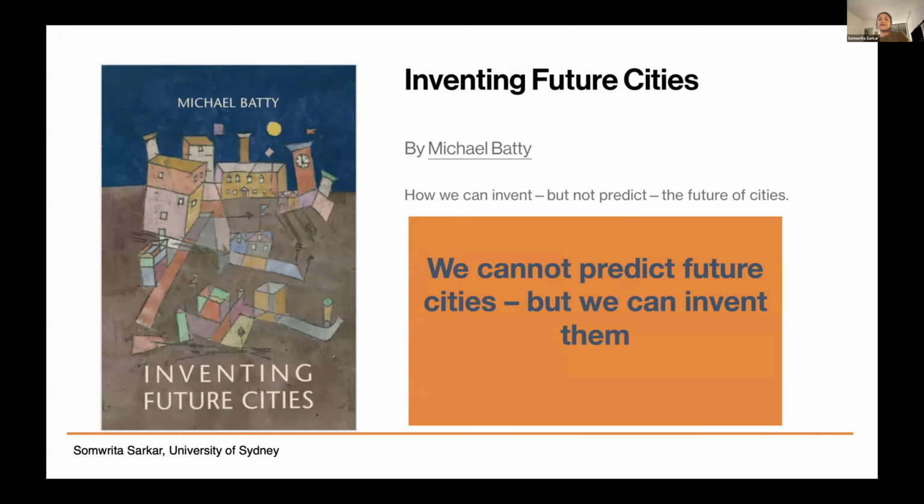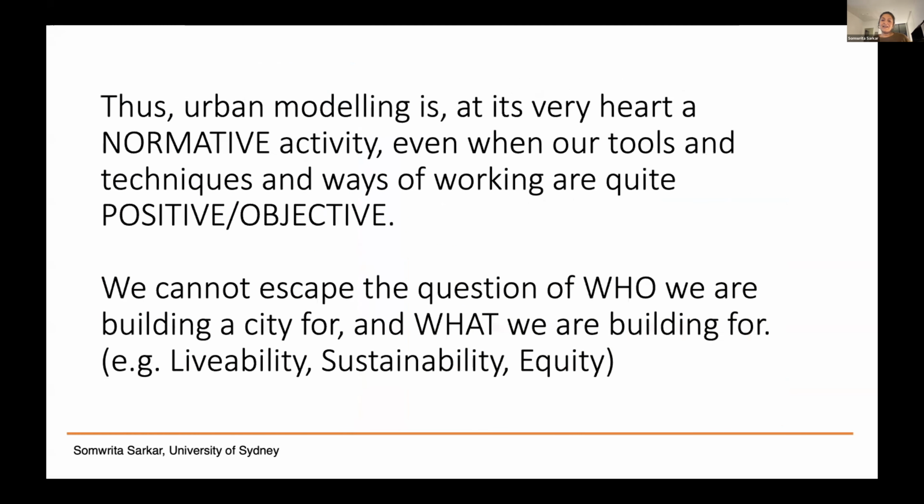So why is this also very, very important? Because we saw Professor Batty's talk last month, and his book on inventing future cities really says this one main point, that because it is such a wicked problem, because the future is so complex and there are so many variables interacting and things are changing really fast in the world, we cannot really predict future cities, but we can invent them. And if you're talking about inventing cities, then I think a critical question is, who are we inventing cities for? What are we inventing cities for, right?